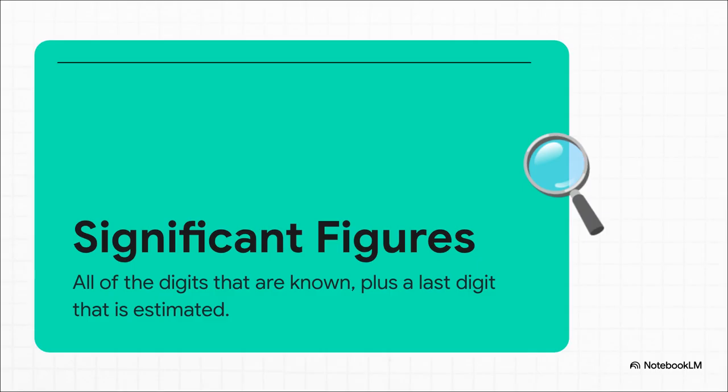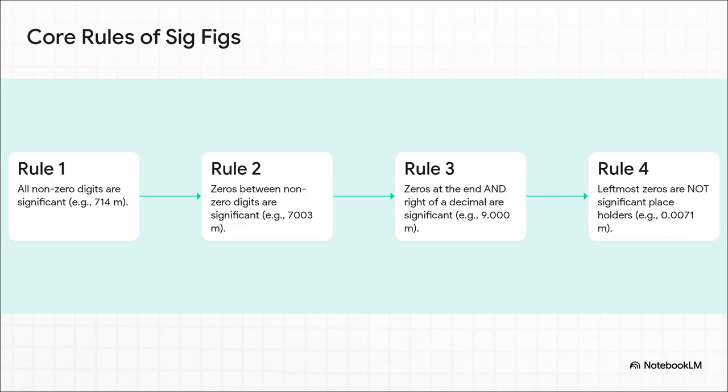Think of it like this. They're a direct reflection of how precise your measuring tool is. A cheap plastic ruler and a high-tech laser are going to give you very different numbers of significant figures. So how do you know which digits actually count as significant? There are a few core rules.